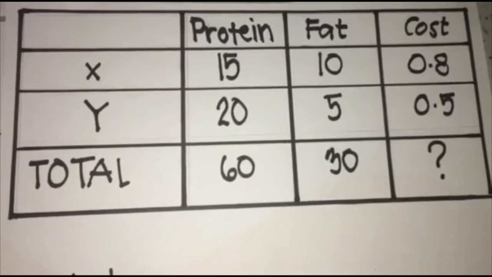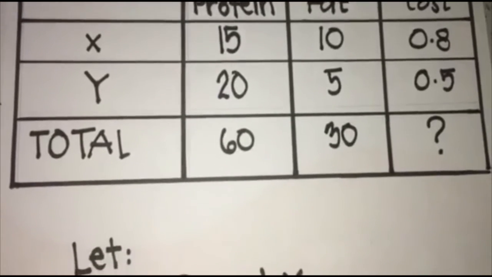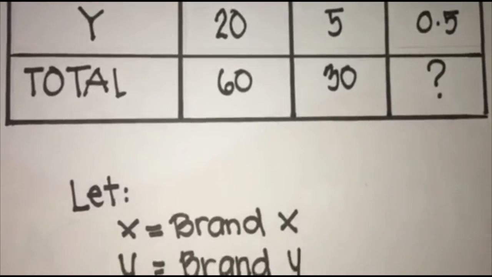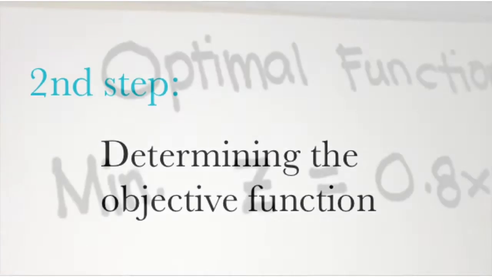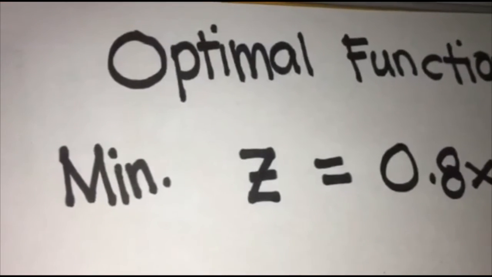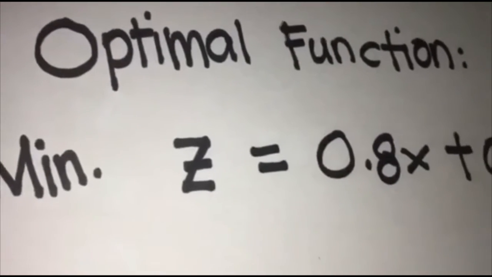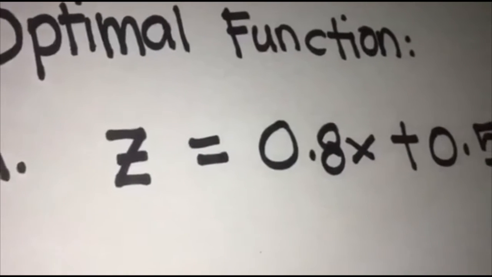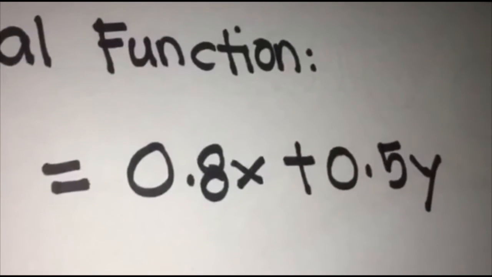We try to minimize the cost of the rancher. So this is the tabular form, and we let x be equal to brand X and y be equal to brand Y. To obtain the optimal function, we know that brand X would cost 80 cents and brand Y would cost 50 cents. So z would be equal to 0.8x plus 0.5y.